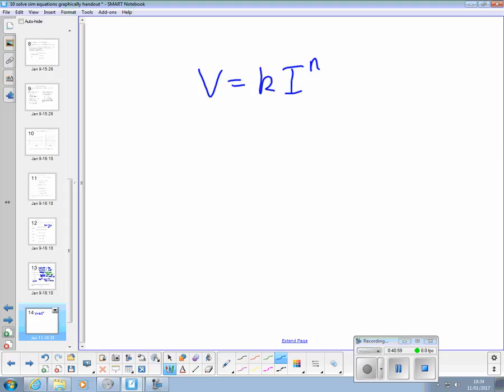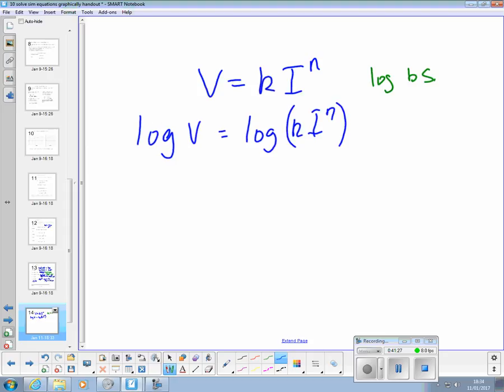Now you know you can't do that, don't you? So what have you done really? Well, I already gave you the tip: take the log of both sides. So we write log of v is equal to the log of k i to the n in brackets.